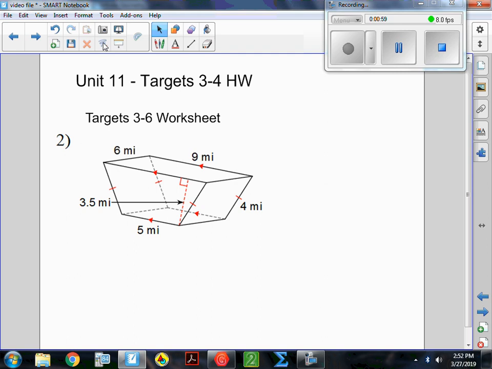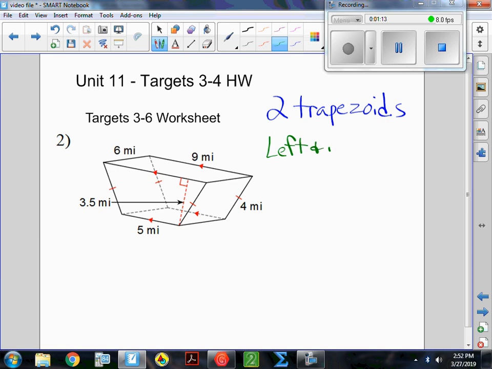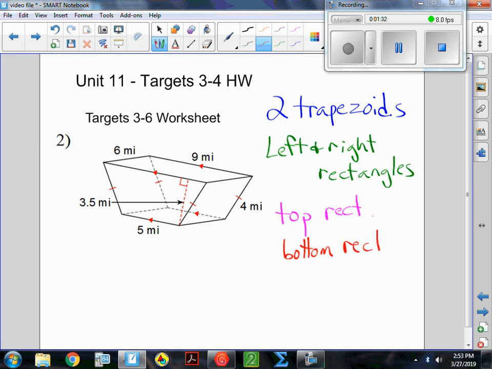So I need to find the area of 2 trapezoids. I need to find the area of the left and right sides. Left and right rectangles. And I need to find the area of the top and the bottom rectangle. And as I'm doing those, I will highlight them with those colors so you can see what I'm talking about. So let's start with the 2 trapezoids.